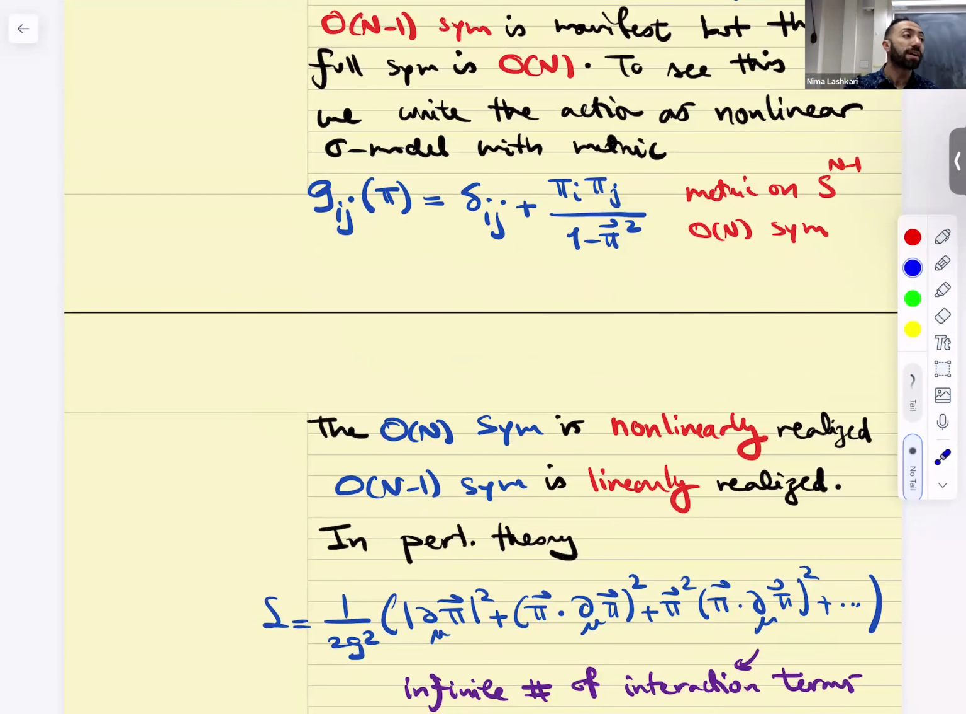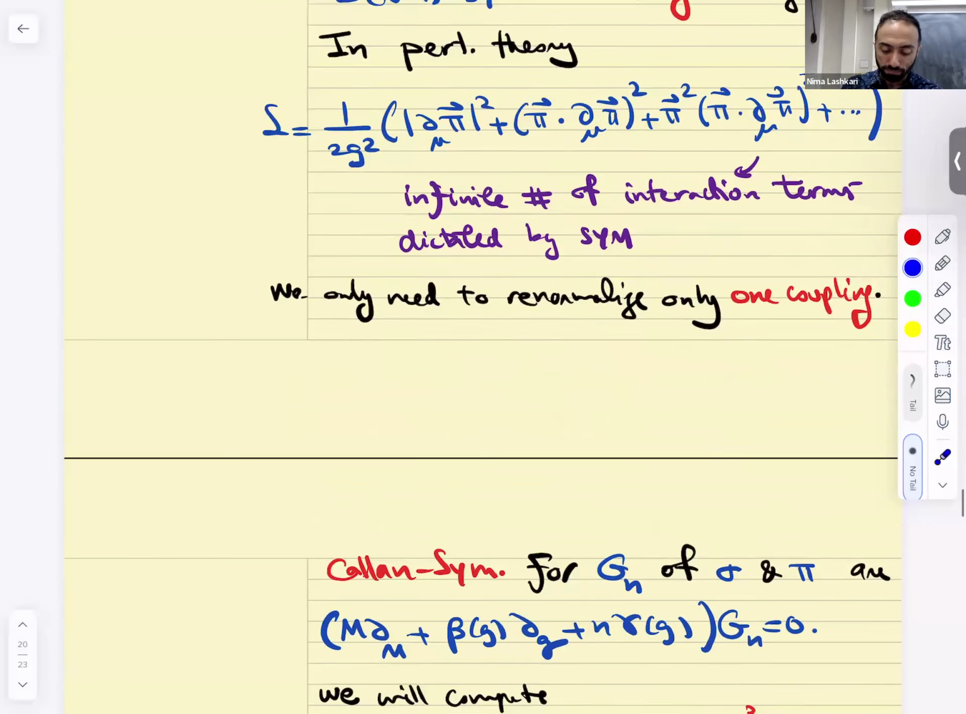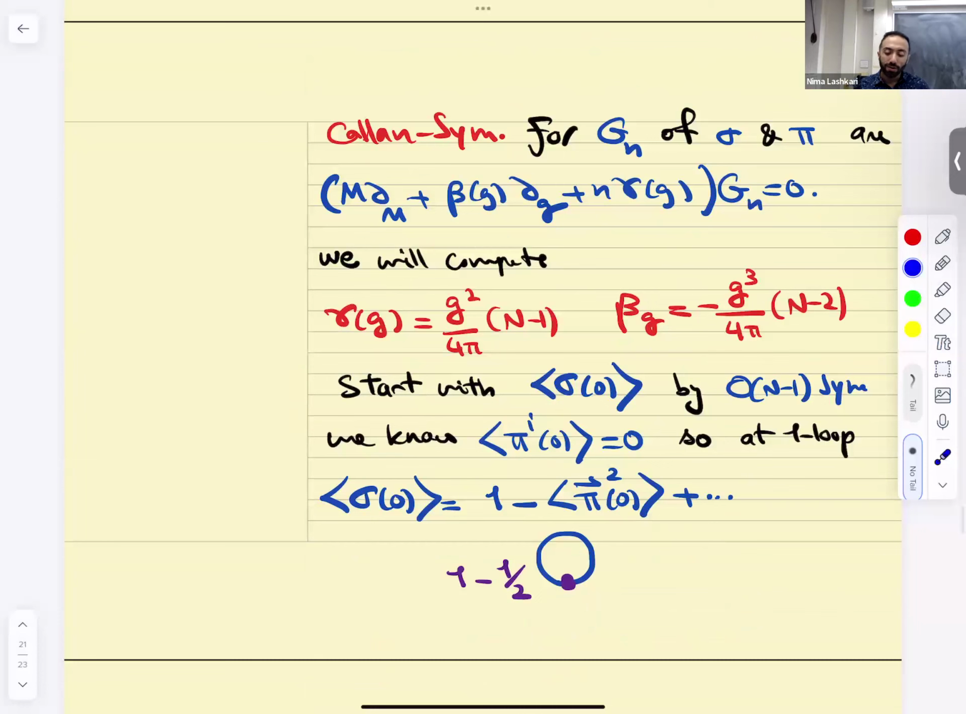It comes from the metric of the S^(N-1). All right, so let's do Callan-Symanzik. I'm going to do renormalized perturbation theory, all of that, but in the interest of time, I'm just going to go very quickly. So Callan-Symanzik for the endpoint functions of sigma and pi, but I already told you that sigma is just the square root of 1 minus pi squared, so blah blah blah.